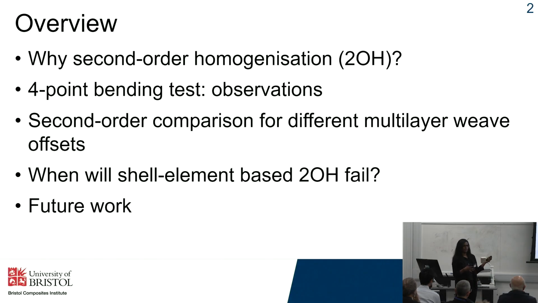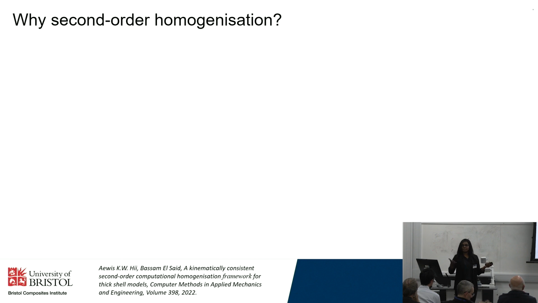So I'm going to start by answering the question as to why we require a second order homogenization framework in the first place. So the problem statement arises from a need for higher order multi-scale modeling methods for materials like 3D woven composites, whose properties are highly dependent on the manufacturing process and also the internal architecture.